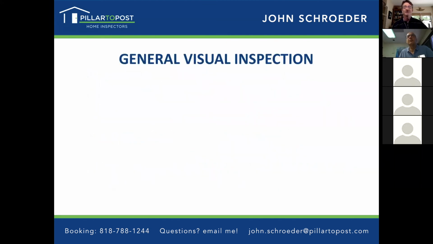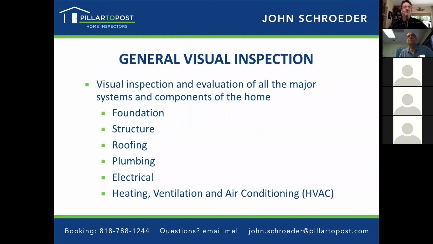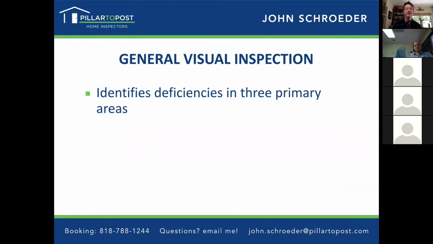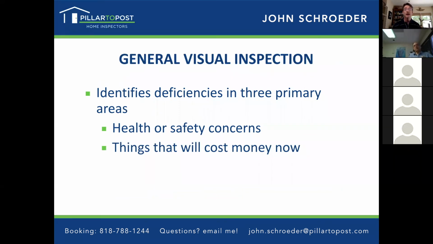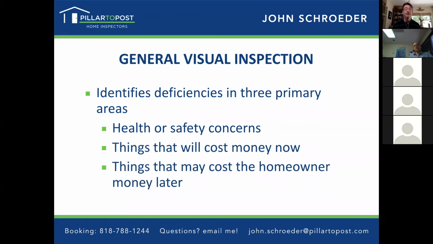The general visual inspection is a visual inspection and evaluation of all the major systems and components of the home. So that includes the foundation, the structure, the roofing, the plumbing, the electrical, and the heating, ventilating, and air conditioning, or HVAC. So as your general visual inspector, I am a jack of all trades, but a master of none. Your home inspector identifies deficiencies in 3 primary areas: health and safety concerns, things that will cost money now, and things that may cost the homeowner money later.